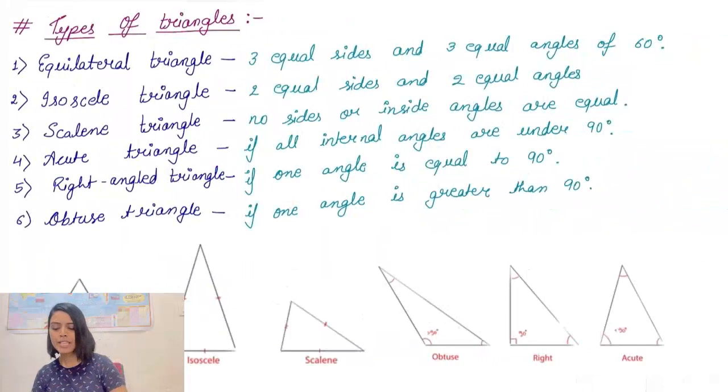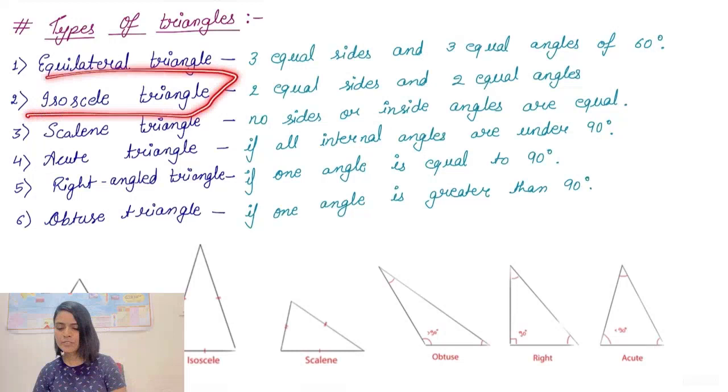The first type is the equilateral triangle. By name itself you can tell that everything should be equal. The three sides of the triangle and the three angles of the triangle are both equal. That means the three angles in the triangle will be equal to each other, and the three sides of the triangle will be equal to each other in measurement.